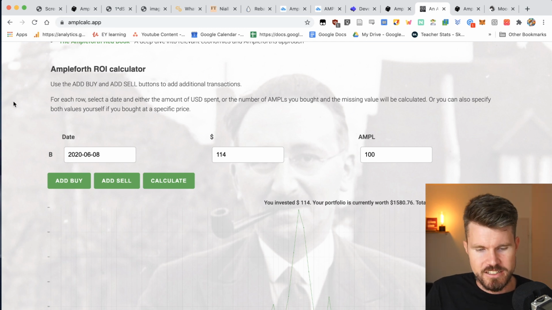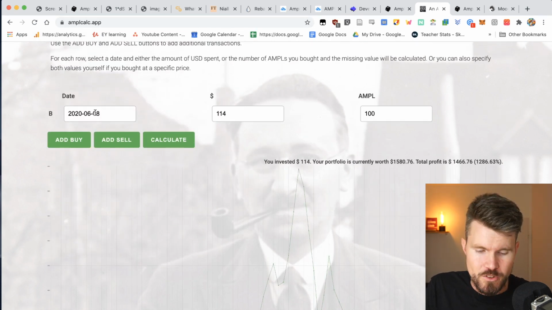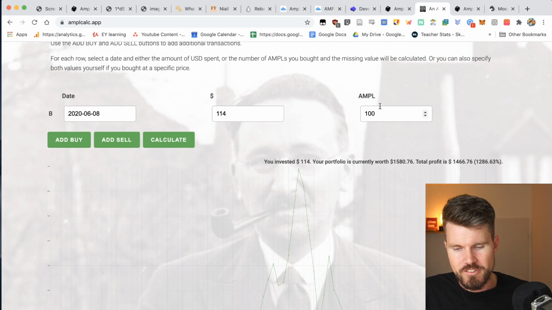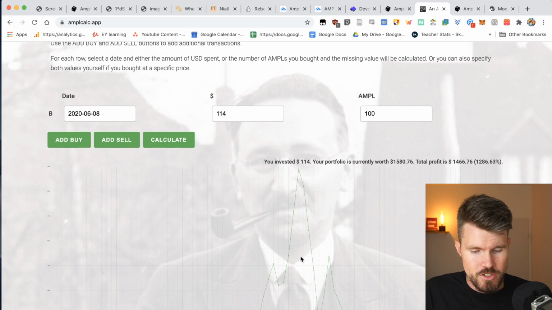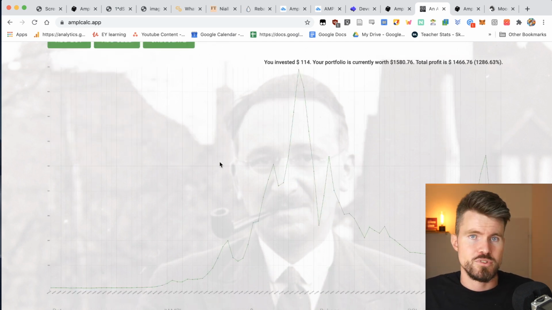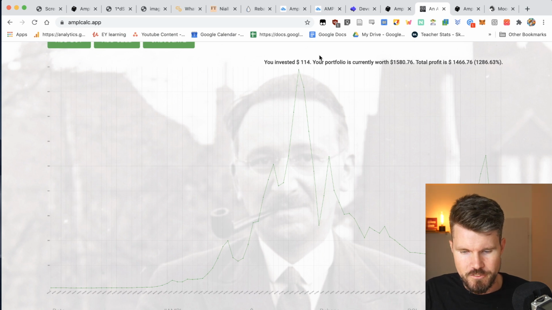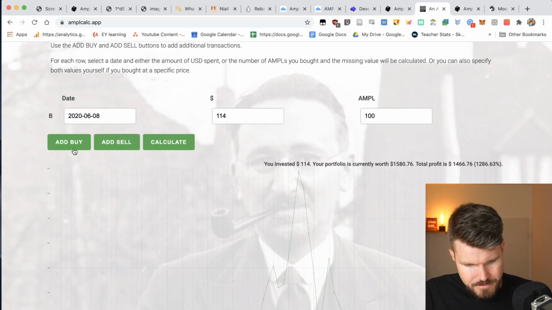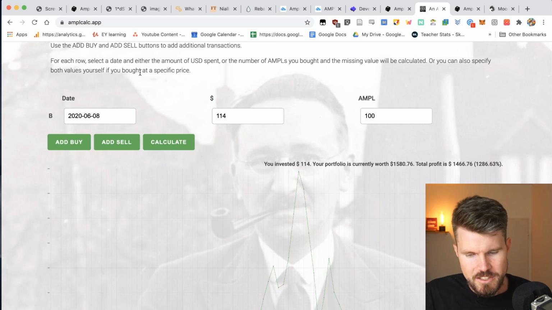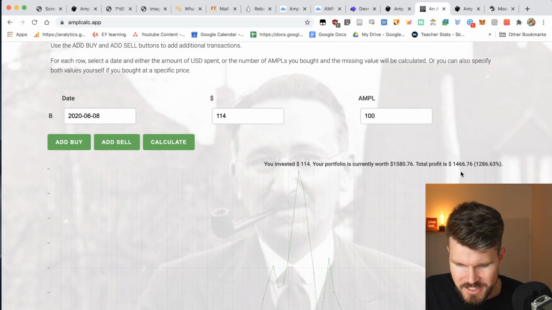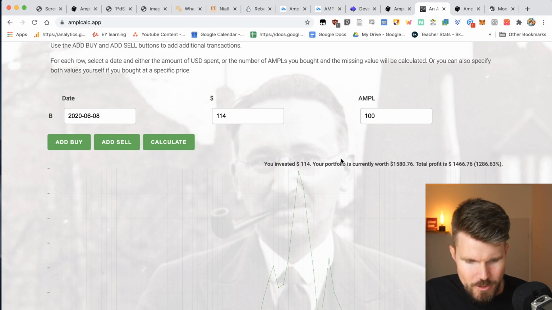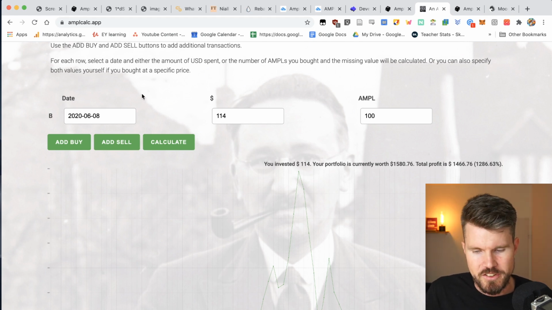What you could also do, if you've already bought some AMPLEFORTH or you're thinking about doing it, is use this fantastic calculator, AMPLECalc.app. I'll link it down below. You can add the date when you bought the AMPLEFORTH tokens, the price that you paid, and the amount of AMPL tokens that you received. When you do that, it will show you a graph of how much you have profited during that time. For example, if you'd invested $114 on the 8th of June 2020 and bought 100 AMPL, then you would have profited 1,286%. However, most likely if you had bought in the last 2 weeks, then you'd be down by maybe 80 or 90%, which is very unfortunate.